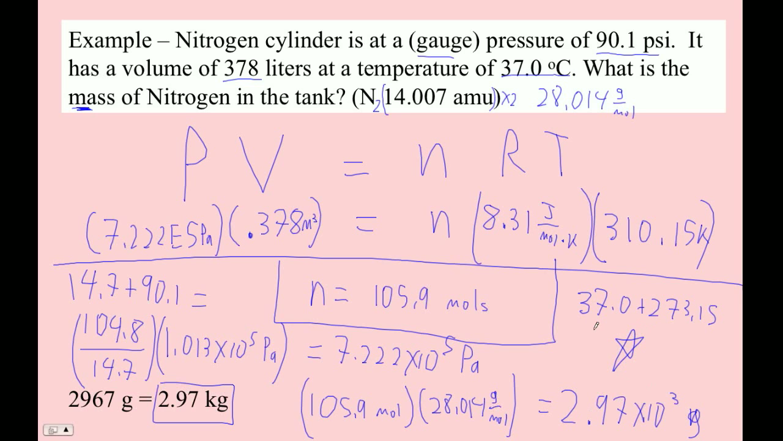That's the deal with the ideal gas law, is just get it into the right units. This has to be pascals. This has to be cubic meters. This has to be moles. This you always use 8.31. Oh wait, joules per mole Kelvin, right? This has to be kelvins. It must be kelvins.